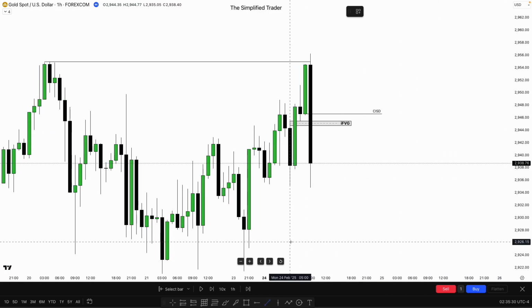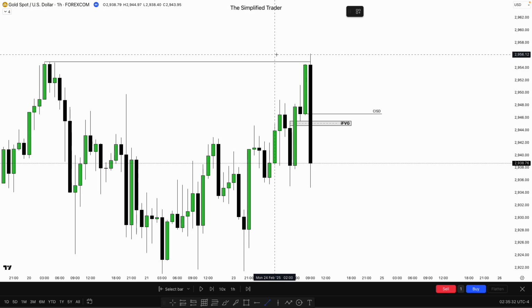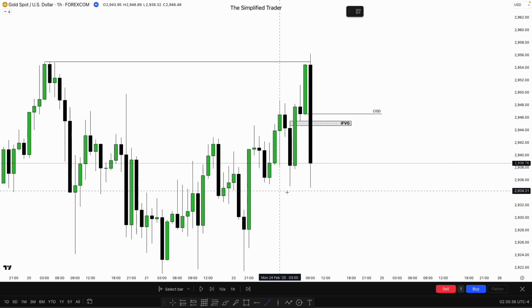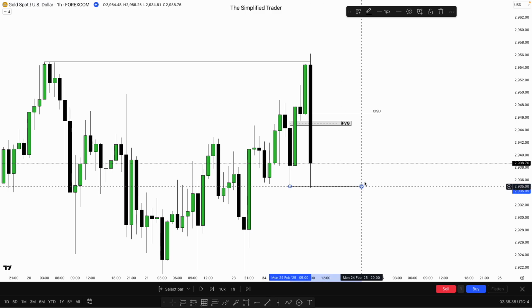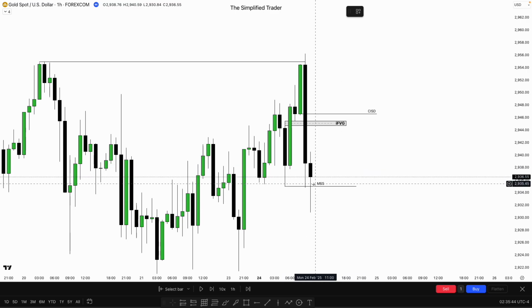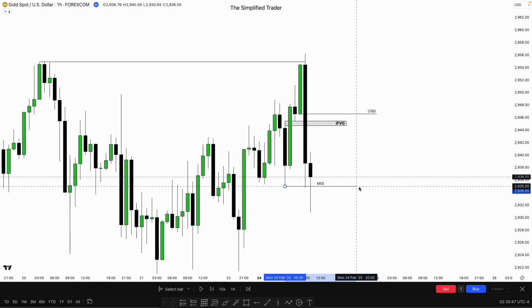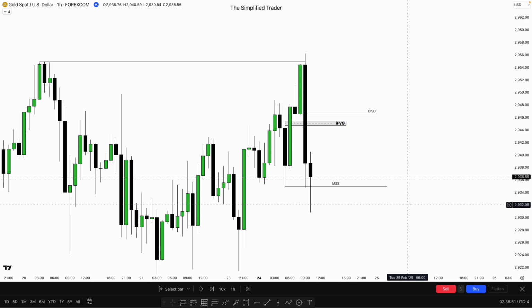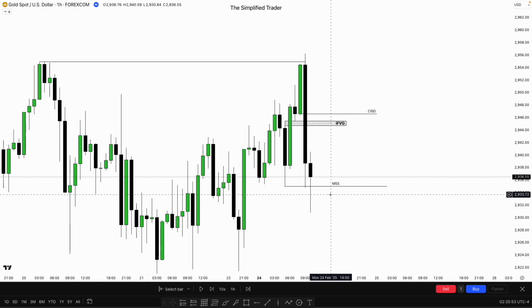If we are going to form a market structure shift, we want to see the swing low that made the swing high get broken. So that is this swing low. We want to see a body closure below this low. Let's see if we get that. We start trading lower. We haven't gotten that body closure yet. So now we have 2 bearish PD arrays, and we still need this market structure shift.